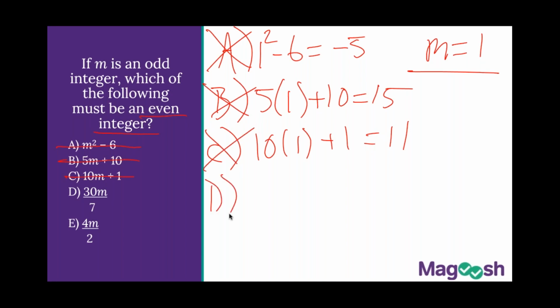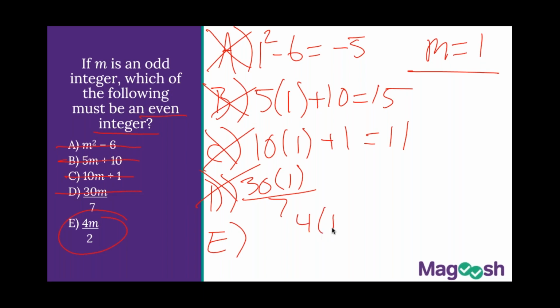We can do D. We maybe recognize this as a really ugly one right off the bat. 30 over 7 is 30 over 7. That is a fraction. That is wrong for a lot of reasons. That is out. And we should know really without even testing that answer choice E does have to be the right answer. But if we're unsure of that, we can just test it quickly. We get 4 times 1 over 2, which does in fact equal 2, and this is our even integer.